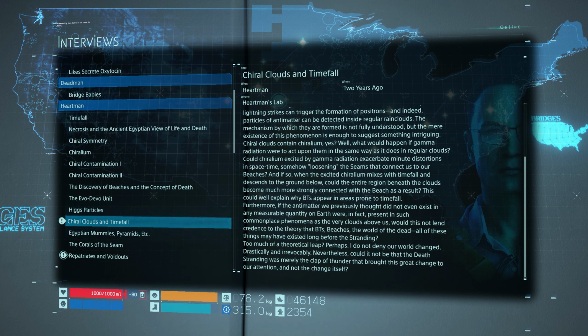And if so, when the excited chiralium mixes with the timefall and descends to the ground below, could the entire region beneath the clouds become much more strongly connected with the beach as a result? This could explain why BTs appear in areas prone to timefall.